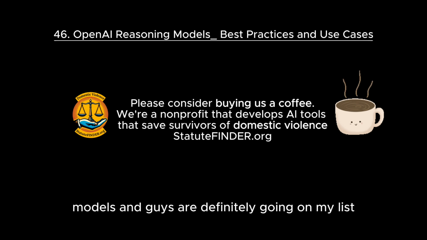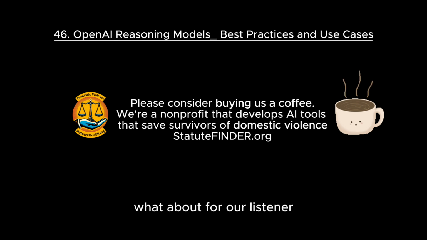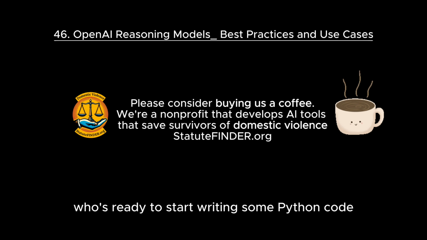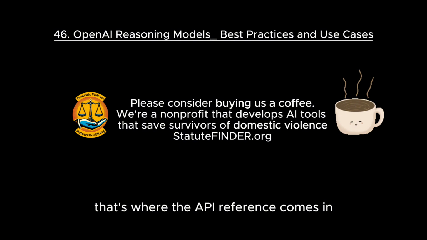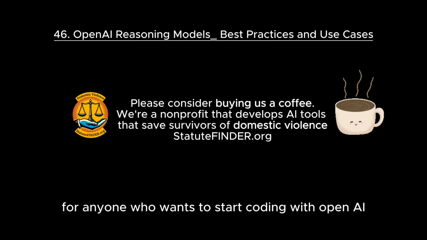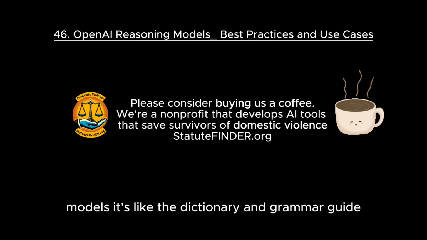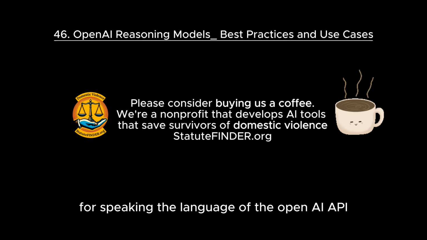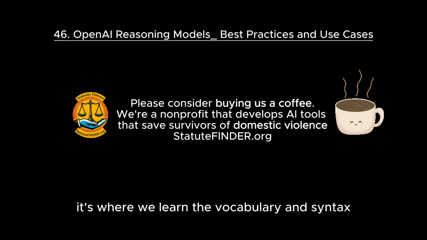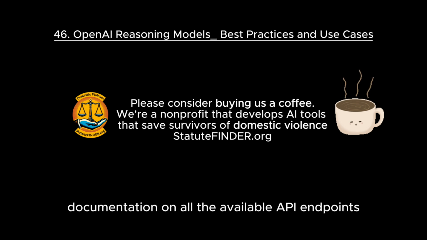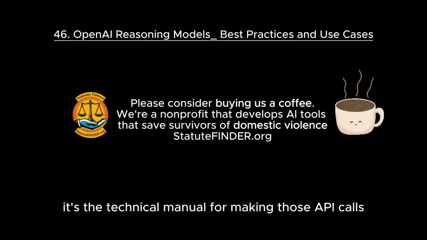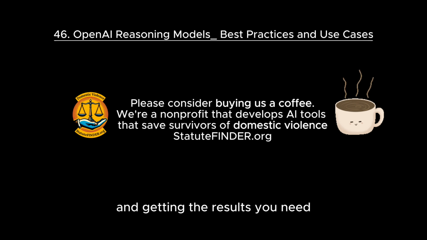Okay, models and guides are definitely going on my list. What about for our listener who's ready to start writing some Python code? Where do they go to find those technical details? That's where the API reference comes in. This section is essential for anyone who wants to start coding with OpenAI models. It's like the dictionary and grammar guide for speaking the language of the OpenAI API. So it's where we learn the vocabulary and syntax for interacting with these models through code. Exactly. You'll find detailed documentation on all the available API endpoints, parameters, and response formats. It's the technical manual for making those API calls and getting the results you need.